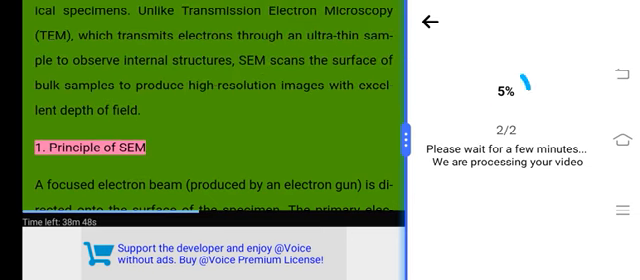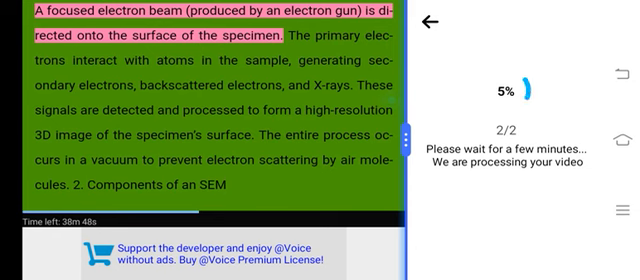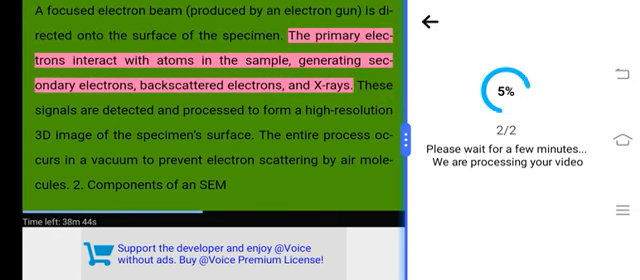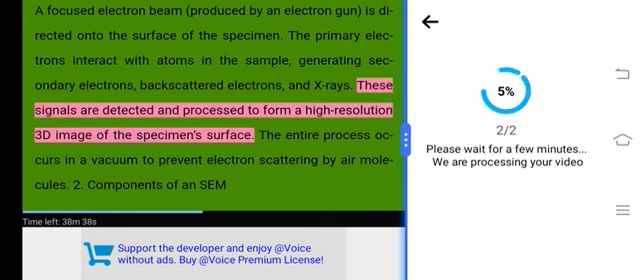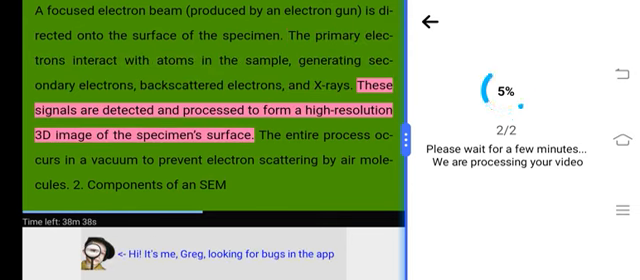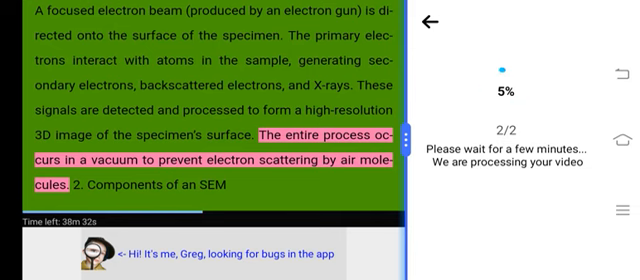1. Principle of SEM. A focused electron beam produced by an electron gun is directed onto the surface of a specimen. The primary electrons interact with atoms in the sample, generating secondary electrons, backscattered electrons, and X-rays. These signals are detected and processed to form a high-resolution 3D image of the specimen's surface. The entire process occurs in a vacuum to prevent electron scattering by air molecules.